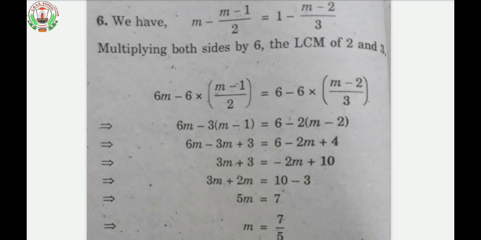Now what is the coefficient of m? That is 5. That 5 will go in the denominator of 7. So what number are we getting? That is m equals 7 by 5. So here is the solution. So what is the value of m? That is 7 by 5. So here the question is completed, match the answer.